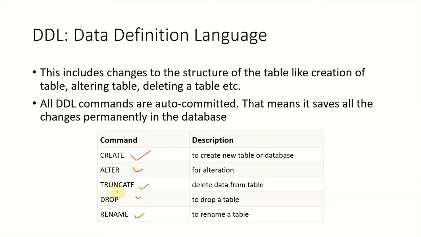Then we have truncate. If you want to delete all the data from a table, then for that purpose we will use the truncate query. The drop query is used to delete the table itself, and the rename query is used to rename the table. Here in the slide, table is mentioned, but remember these queries are not only applied on tables, they are applied on many other objects too. These objects can be functions, procedures, views, etc.